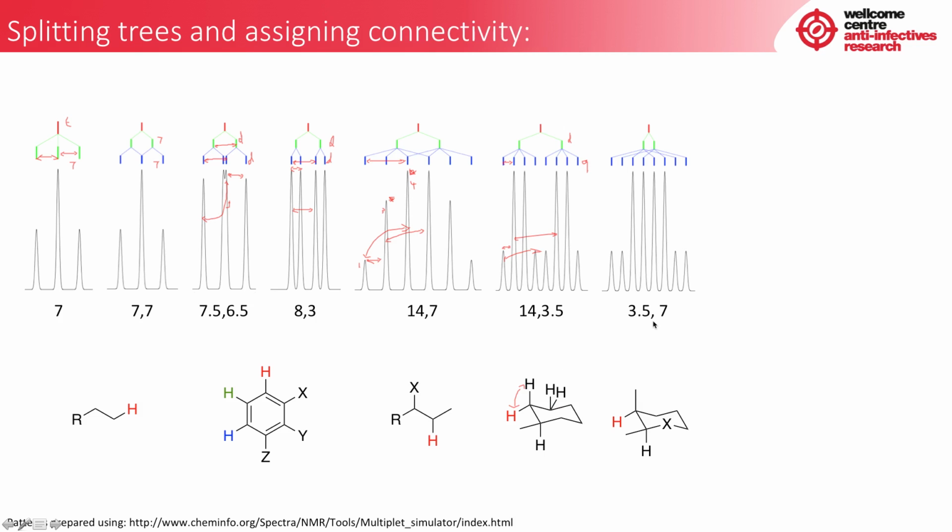Another doublet of quartets. This time, the doublet is the smaller coupling. So this is a proper doublet of quartets. This time, we have an axial equatorial coupling. We would expect this to be small. Remember that the angle is not ideal for orbital overlap, and so the J values are relatively small here.